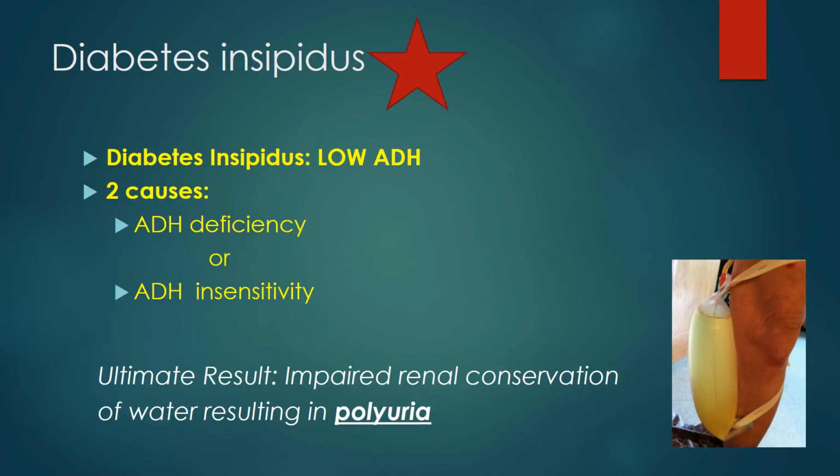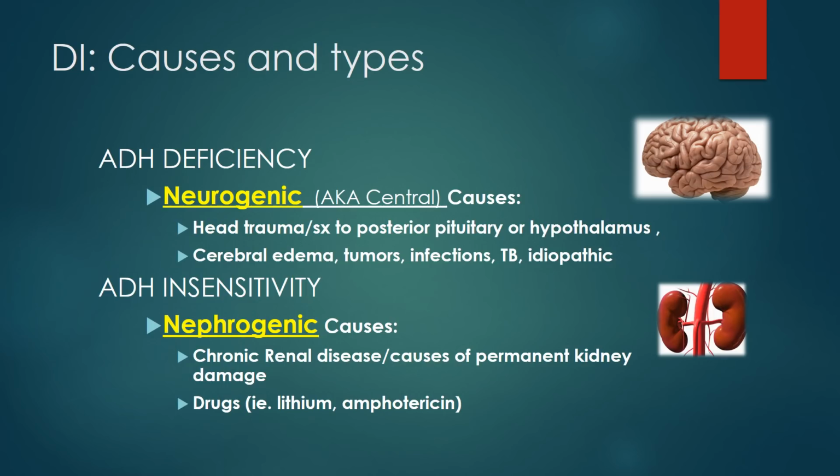We're not sensitive, or we're not responding to the ADH we're making. But either way, ADH is not working enough in the body, leading to little water in the body, lots of water in the urine. So now let's look at those 2 causes of diabetes insipidus. If we have a deficiency in ADH, so we're not making enough, where is ADH normally made? It's made in the hypothalamus and it's stored in the posterior pituitary. So this is really the cause of this problem of ADH deficiency.